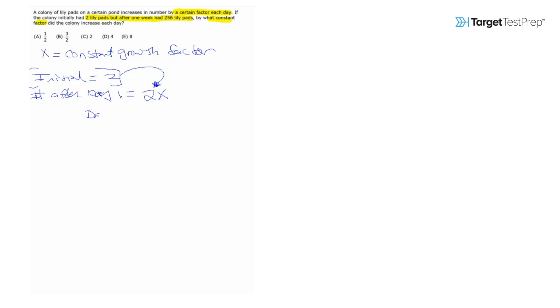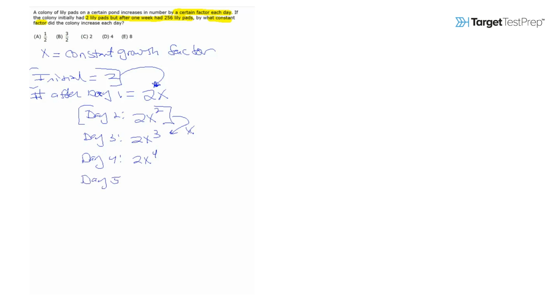Okay, and then likewise, the amount left after day 2 is 2 times x, otherwise known as 2x squared. Now watch the pattern here. Day 3 is 2x cubed because, for example, whatever you have on day 2, that gets multiplied by x to produce whatever you're going to have at the end of day 3, right? And then day 4, well, it's 2x to the 4th, right? It's another multiplication of the constant growth factor.